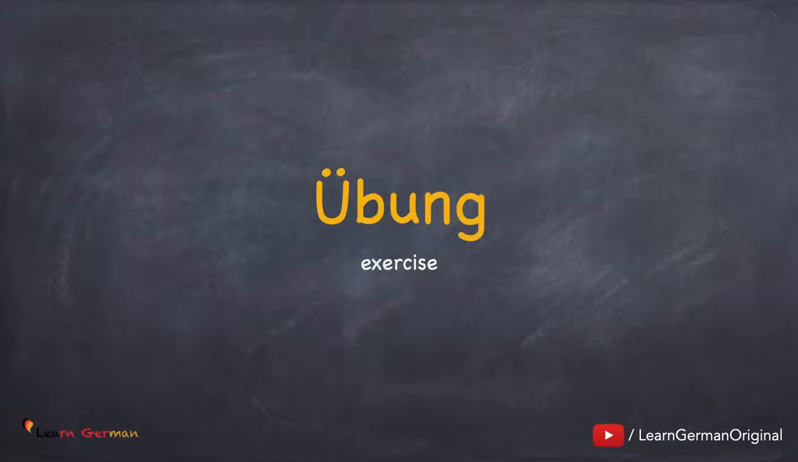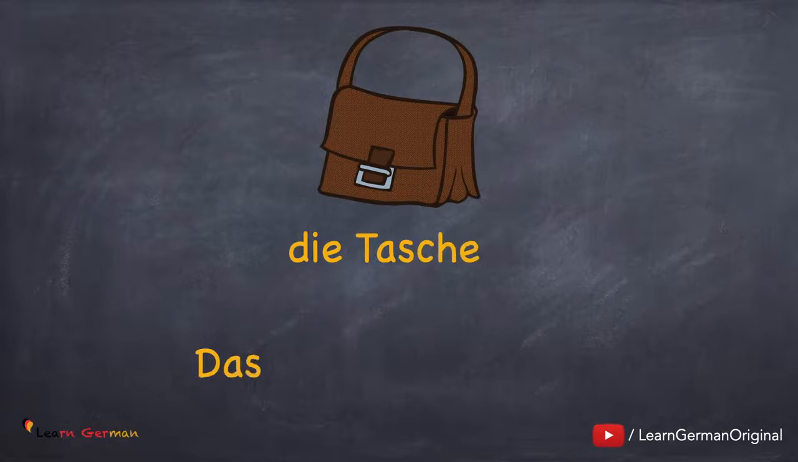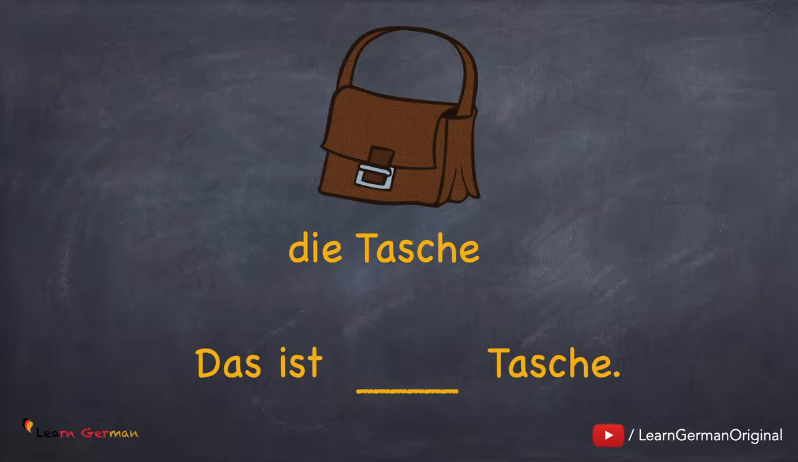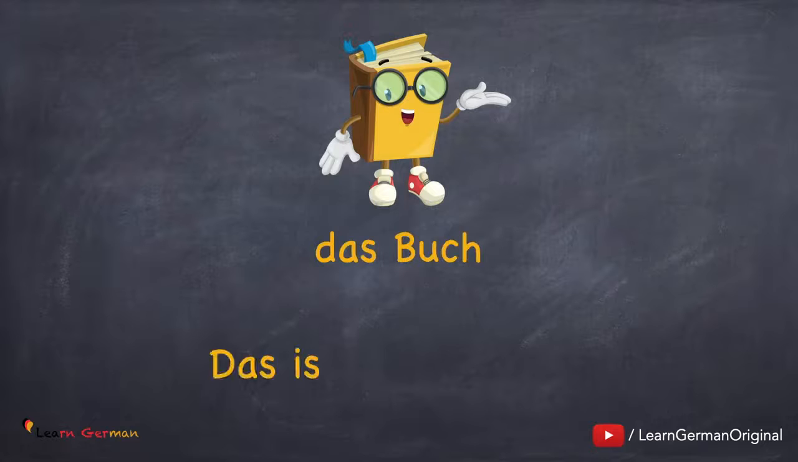Let's do a small exercise to see what you have understood. Übung. In the following sentences, you have to fill in the blank with unbestimmte Artikel. Die Tasche. So what will be the indefinite article for die Tasche? Das ist eine Tasche. Das Buch. So what is the unbestimmte Artikel for das Buch? Das ist ein Buch.